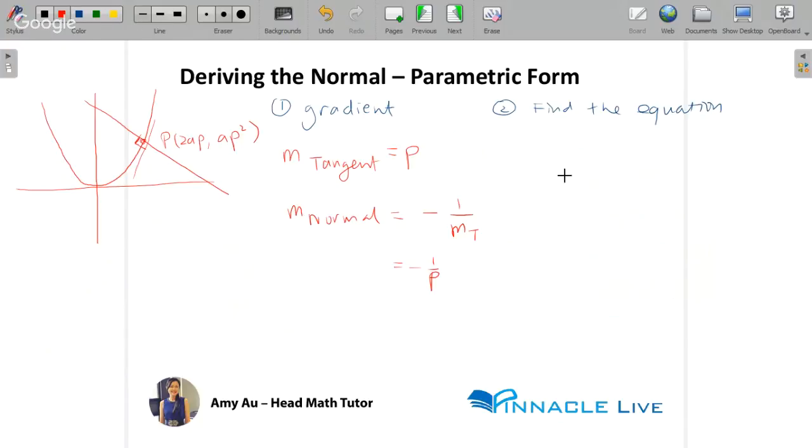Then the second step is to find the equation. So to find the equation, we go through exactly the same steps, apply the point gradient formula, gradient being minus 1 on p, point being 2ap, ap squared, and then subbing everything in.